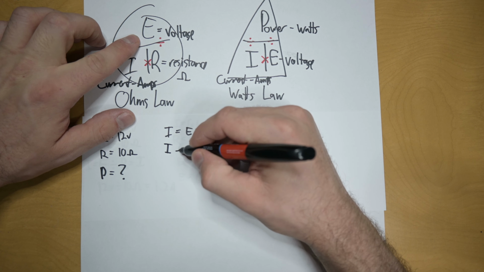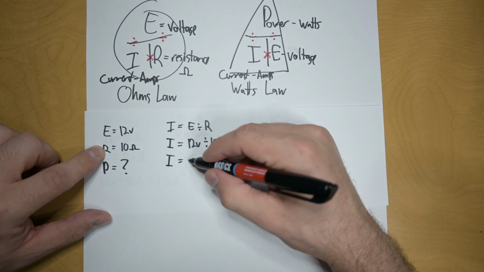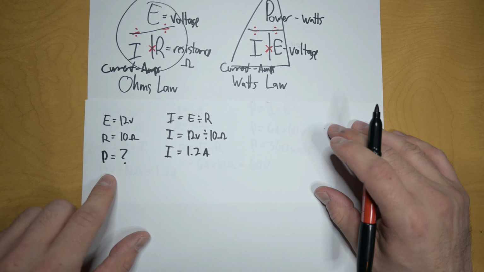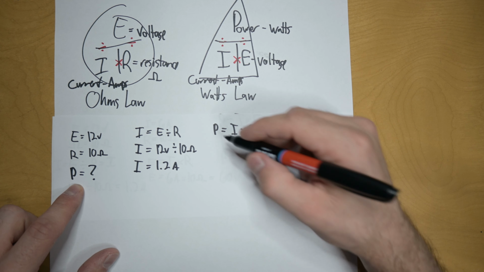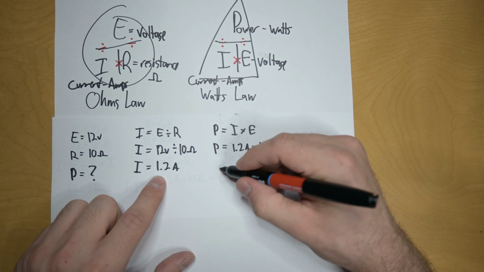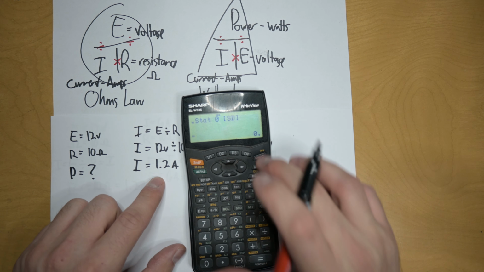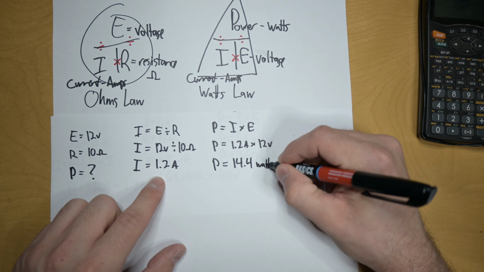So looking for current, I is equal to E divided by R. I is equal to 12 volts divided by 10 ohms. I is equal to 1.2 amps. Now we're looking for our power. P is equal to I times E, our current times our voltage. P is equal to 1.2 times 12. P is equal to 14.4 watts.